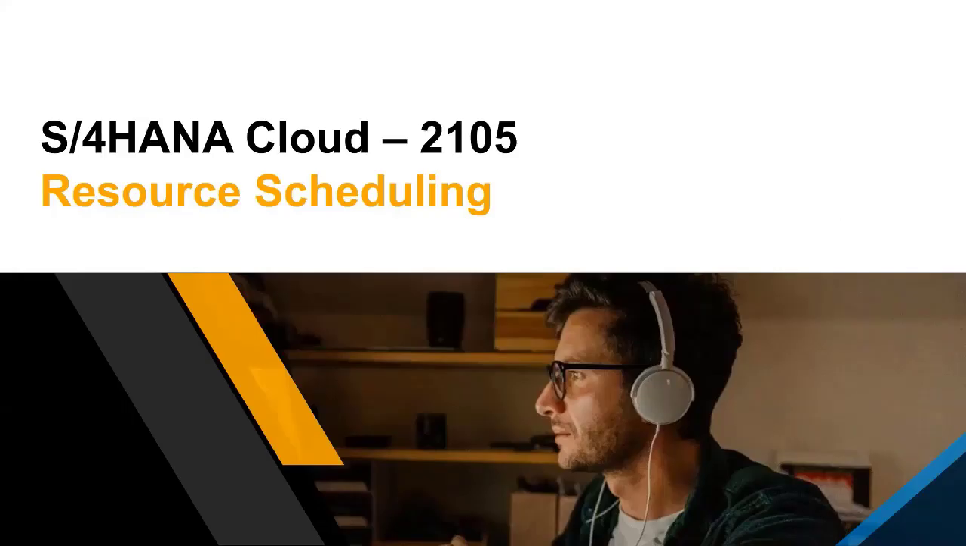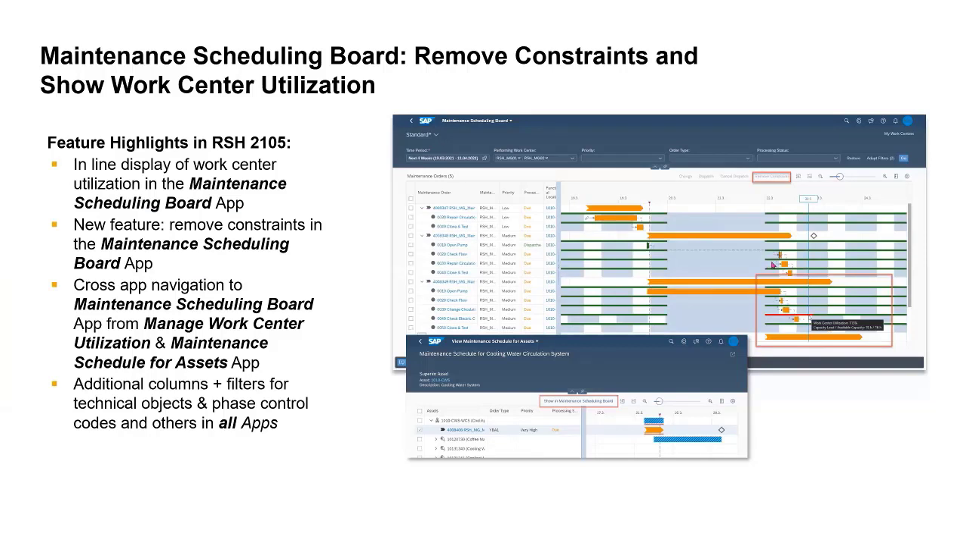Now I want to show you what is new in resource scheduling with the 2105 release in S/4HANA Cloud. For this purpose, we have summarized on one page all the feature highlights in resource scheduling. You see here on this slide that we are doing some new improvements in the maintenance scheduling board app. You see here we have the inline display of work center utilization in the app.